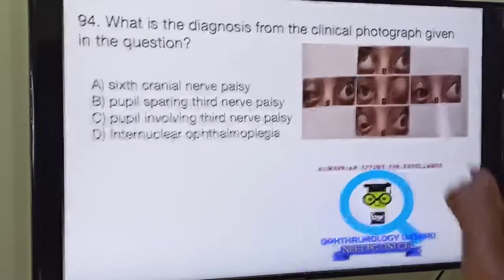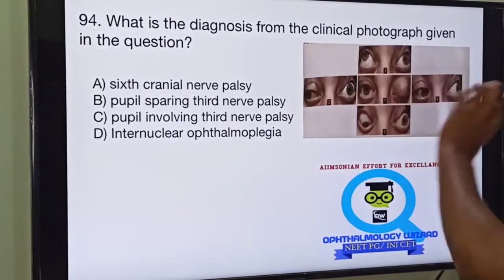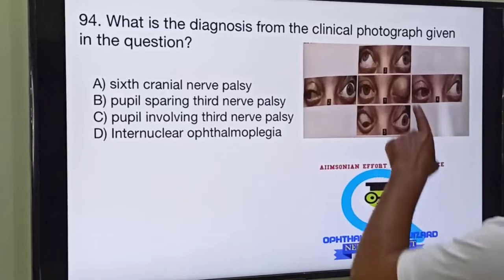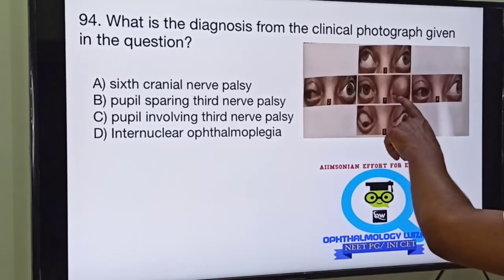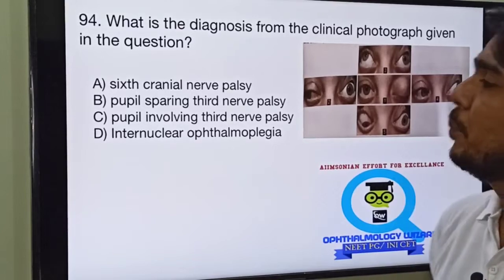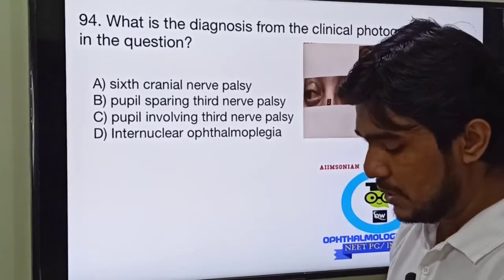Second, the levator palpebrae superior, LPS, is responsible for the retraction of the lid, that is also problematic. So it is the left pupil involving third nerve palsy, the answer.